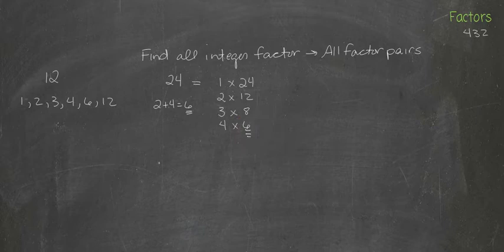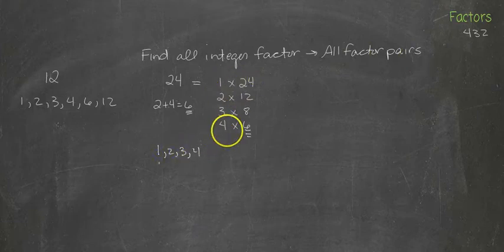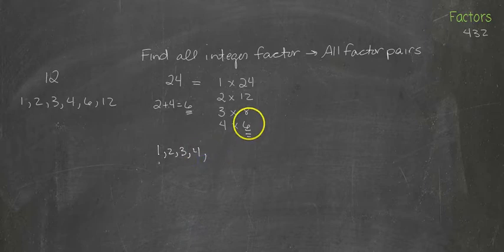So in this case, these are all the factor pairs, there are 4 of them, but all the factors of 24 would be 1, 2, 3, 4, just writing down the left-hand side, and then up the right-hand side, 6, 8, 12, and 24. And that was super easy to do with 24.